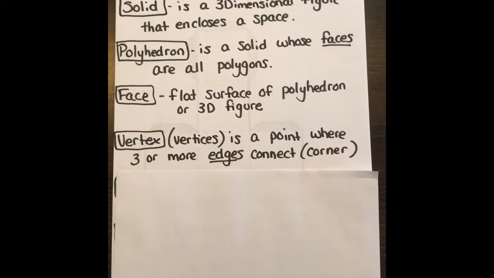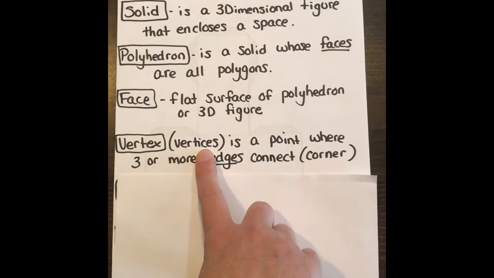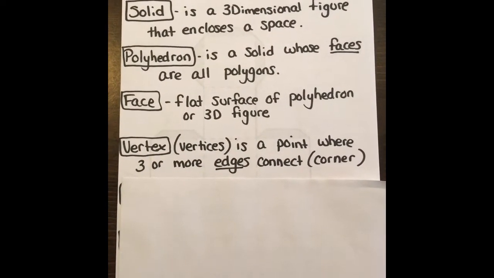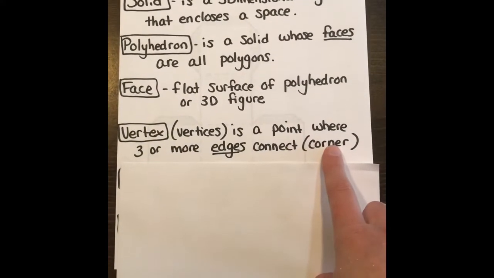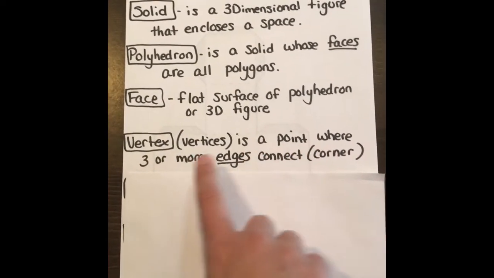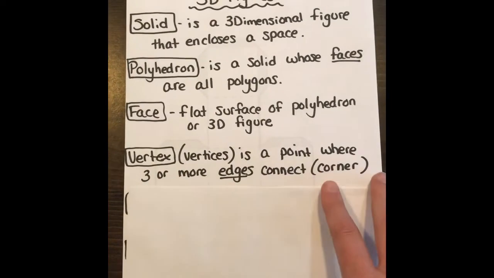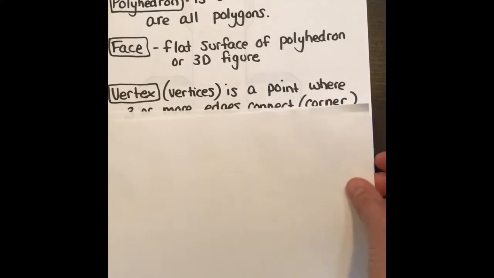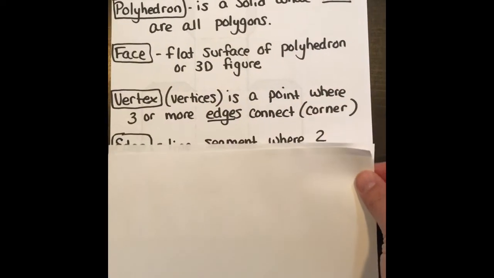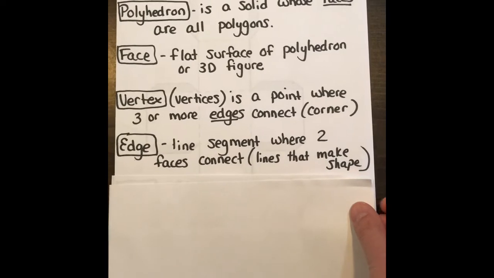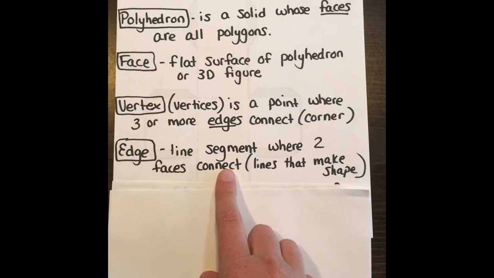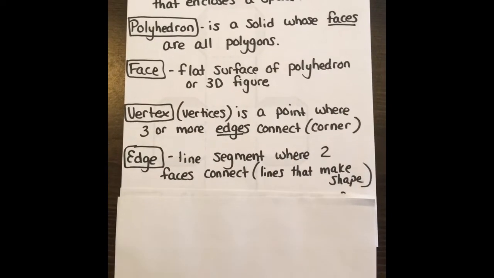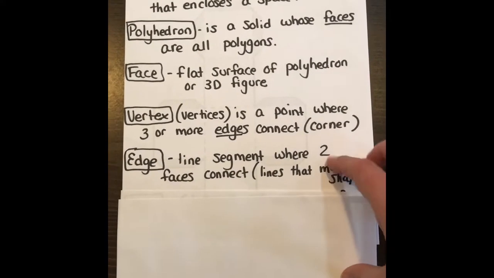A vertex, or you'll see it written like this, a vertice, is a point where three or more edges connect. I call those the corners of the shape. So the corners of the shape are going to be your vertex or your vertices. An edge is the line segment where two faces connect. They're just the lines that make the shape. So the lines that you draw when you're making a shape, those are going to be the edges.